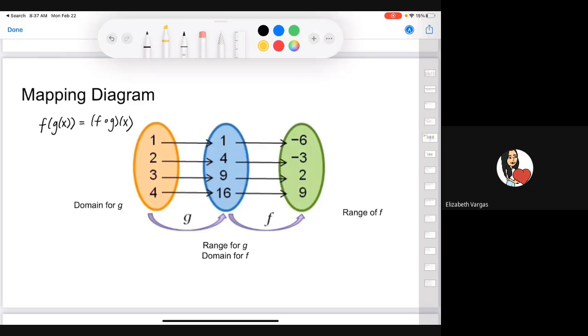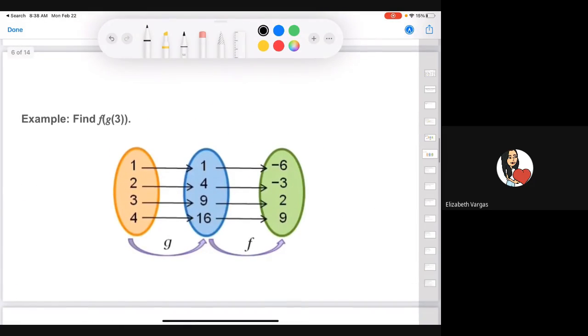A thing you're going to recognize is that you have your domain for g, and then you have your range for g. Well, what you're going to realize is the range of g is also going to be the same as the domain for f. And then f is going to have its own range. So again, domain is our x values, what we input, and then our range is going to be our y values, our output.